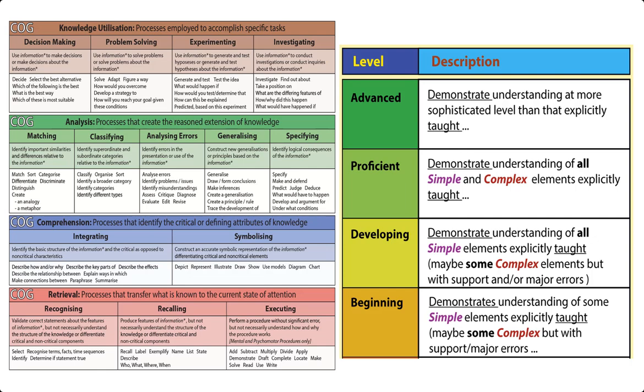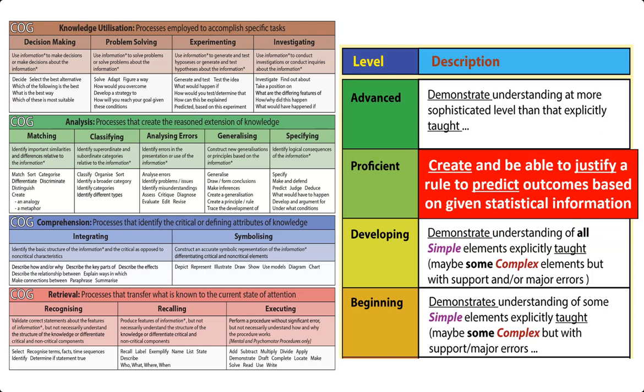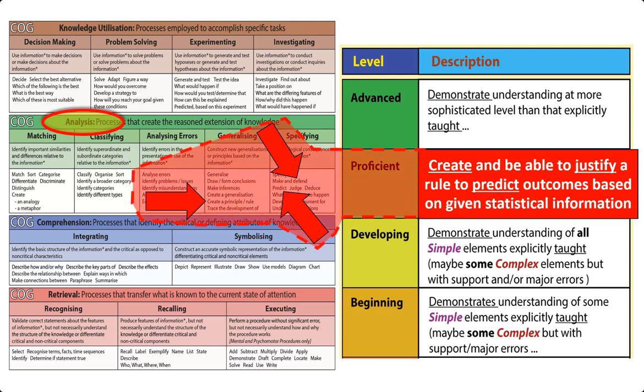For Alex's mathematics unit, his first consideration is the level of proficiency. Alex needs students to be able to create and justify a rule to predict outcomes based on given statistical information. If we look at the taxonomy for the verbs or closest common curriculum elements at the proficient level, they fall in the analysis category. This means that Alex will frame his developing level by using less sophisticated processes or verbs, either from the same category but mainly from below.